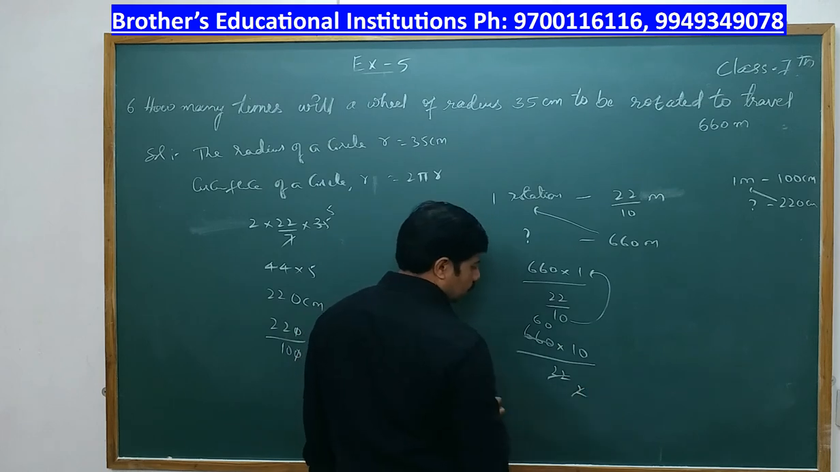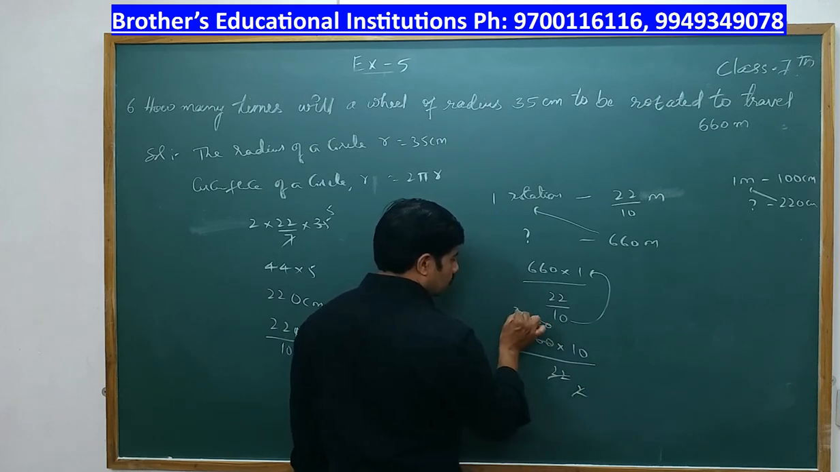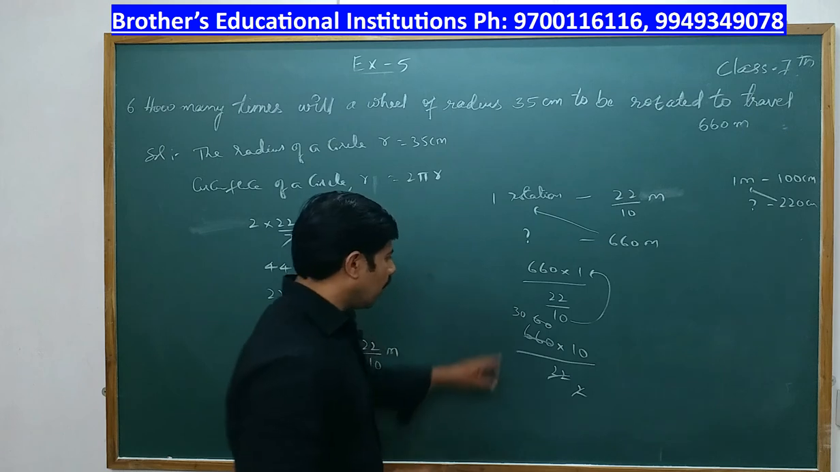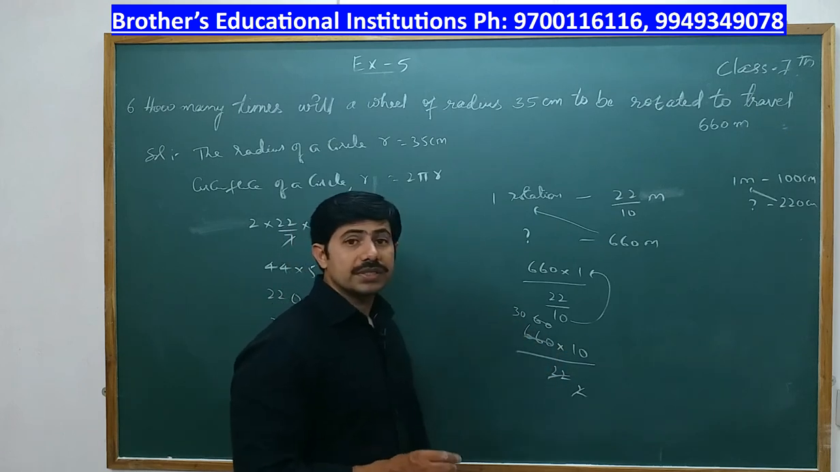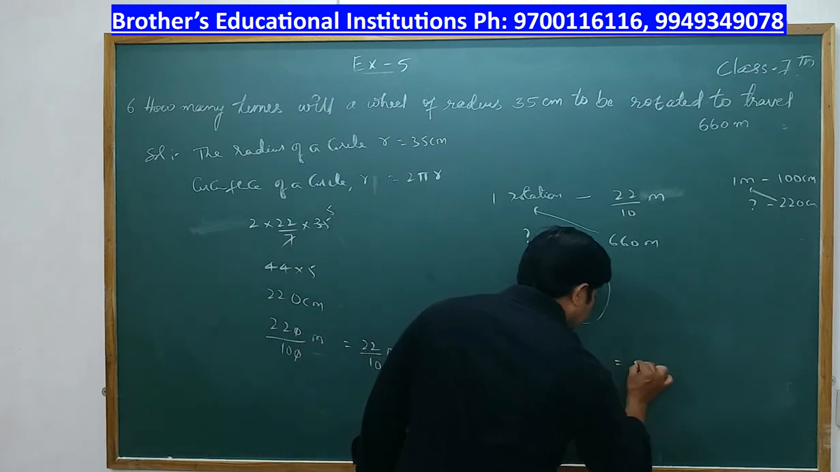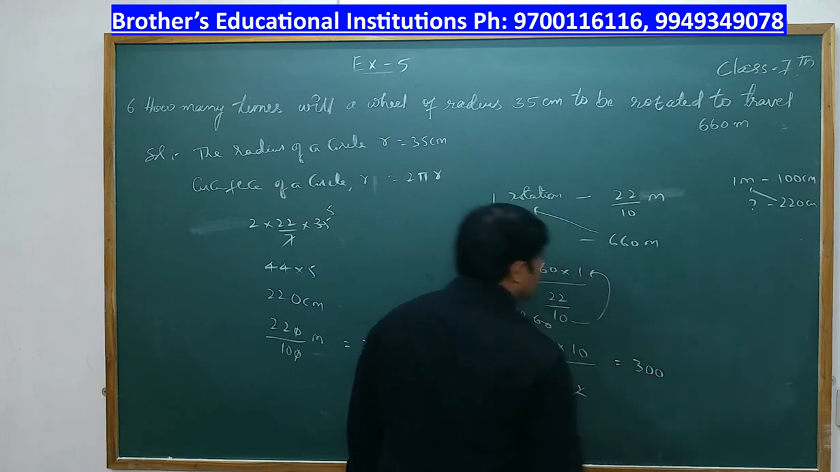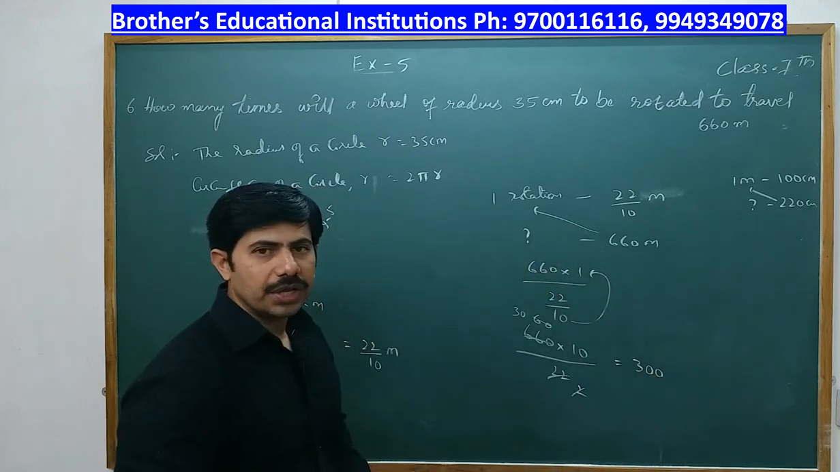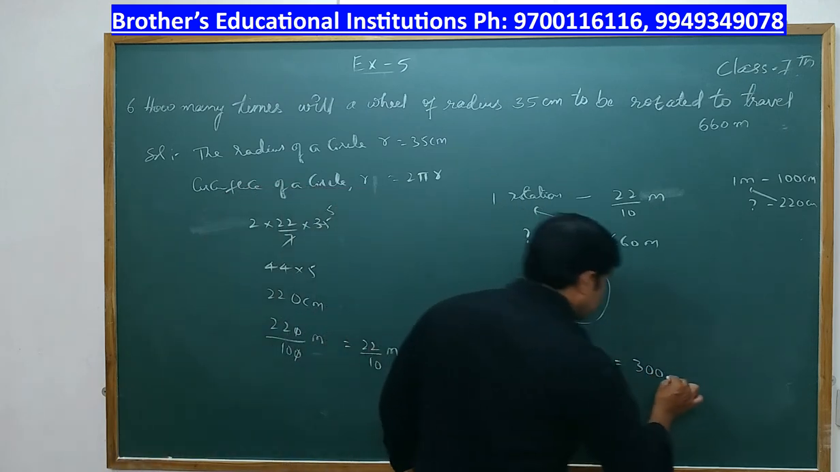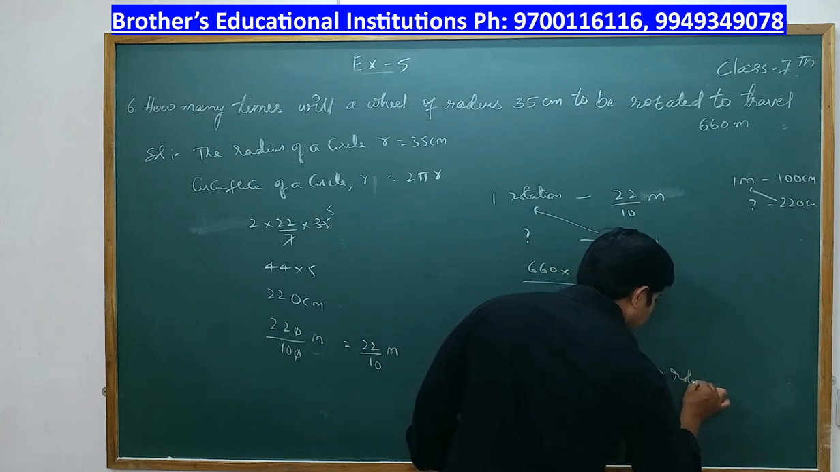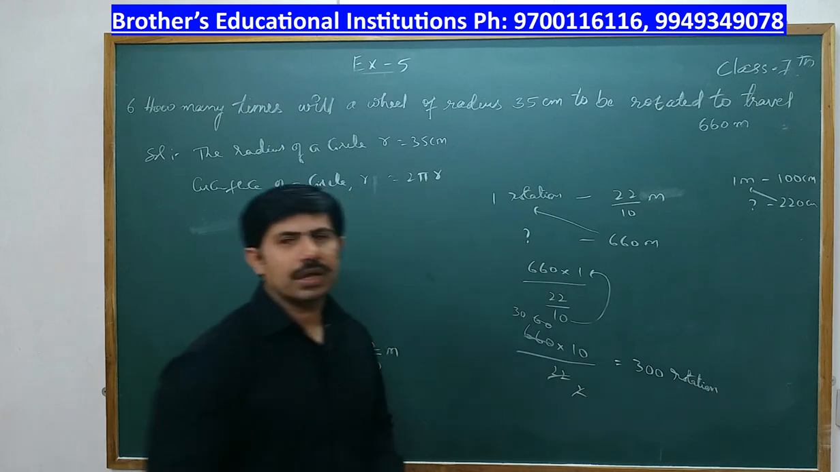2 1s are 2, 2 30s are 60. So we have 30 into 10. So what is 30 into 10? 30 into 10 is nothing but we get 300. So how many rotations for 660 meters? It is 300 rotations, or we can say 300 revolutions. Okay, this is completed.